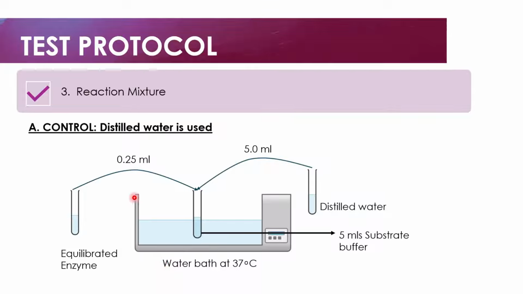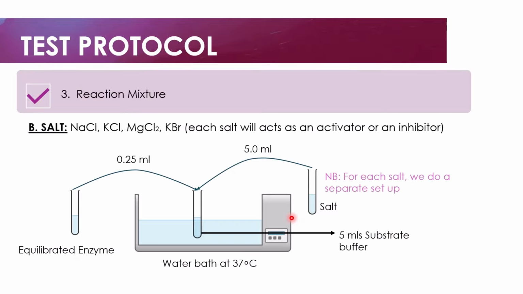We prepare the reaction mixture by adding 0.25 mL of the equilibrated enzyme to our 5 mL substrate buffer in a water bath set at 37 degrees Celsius. What we also have to note is that we have to perform a control for the reaction mixture. To do this, we add 5 mL of distilled water to the reaction mixture and then subject it to the iodine starch test to check when the reaction will be complete.